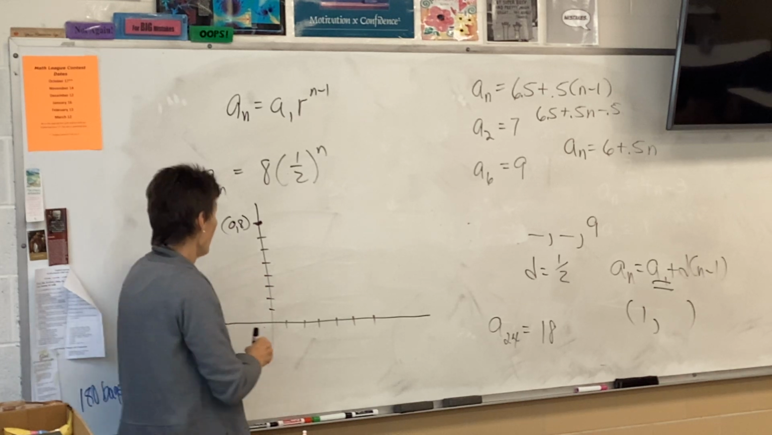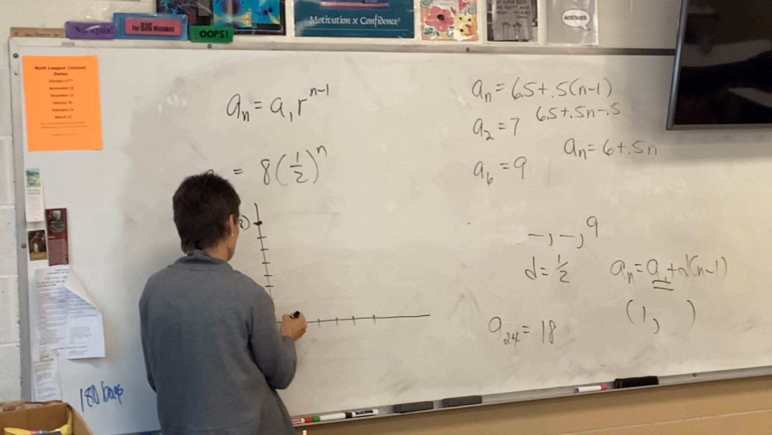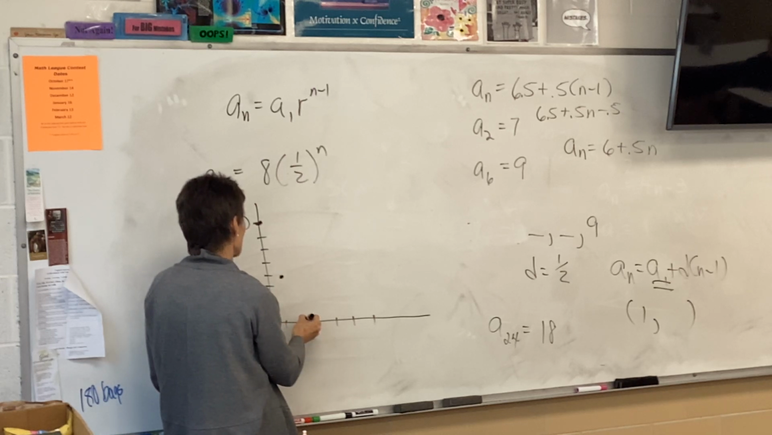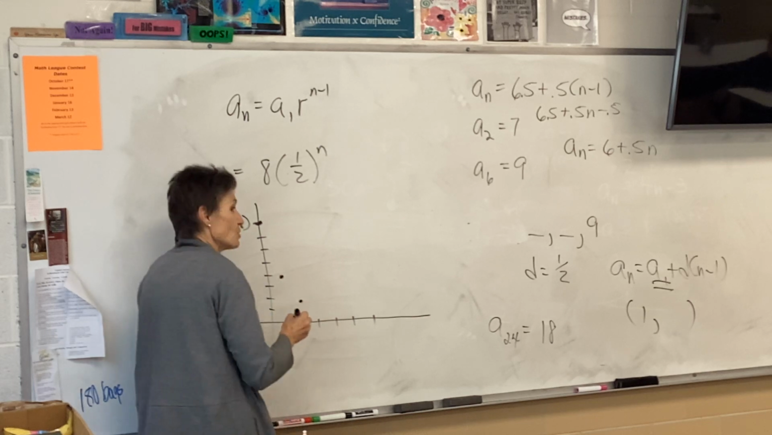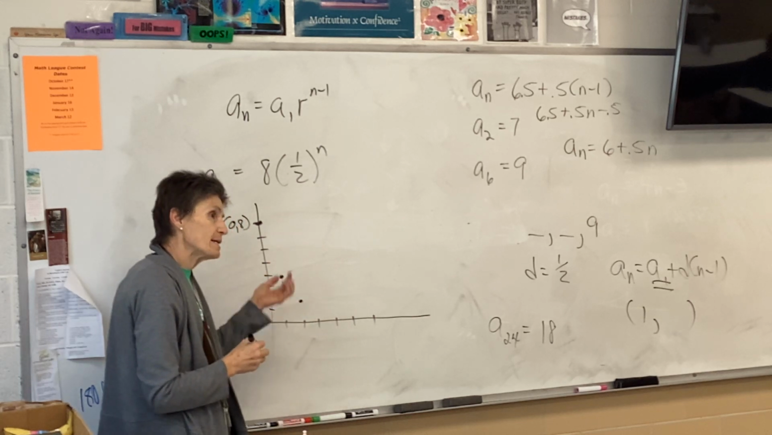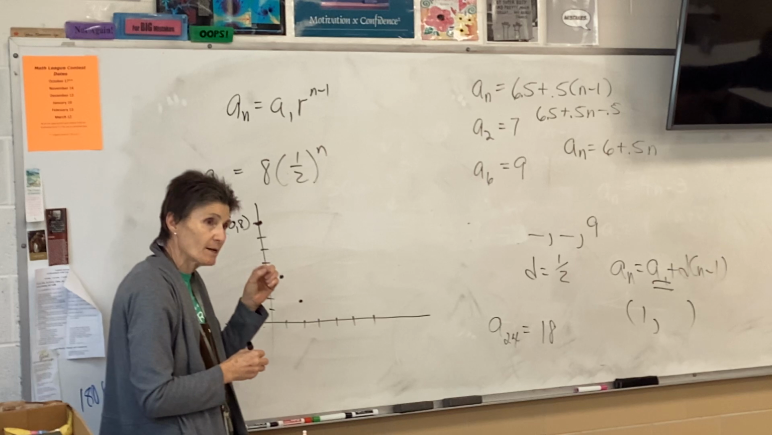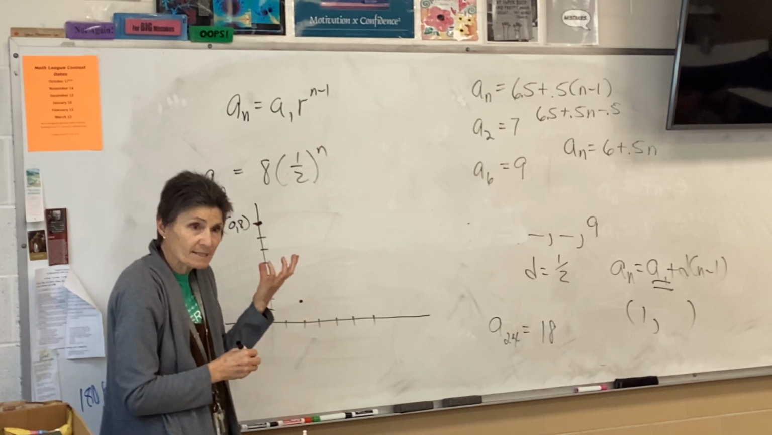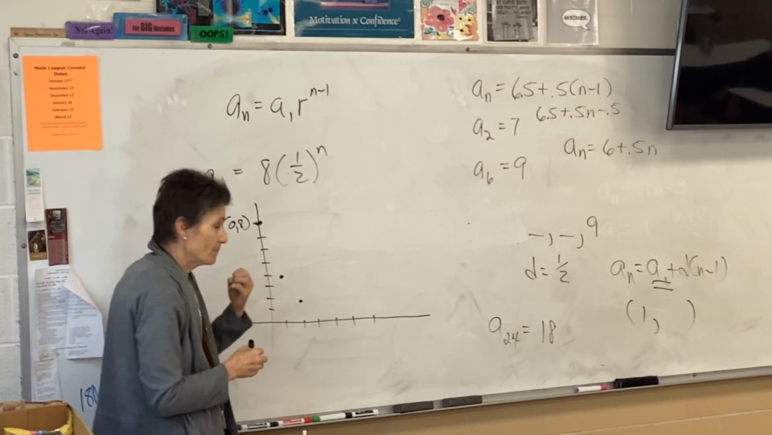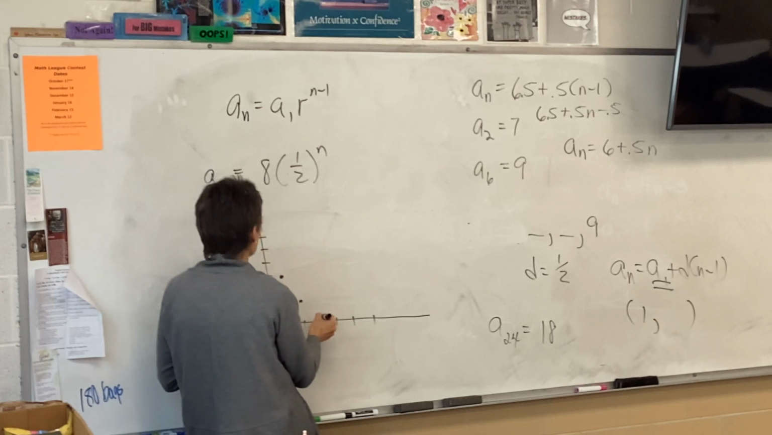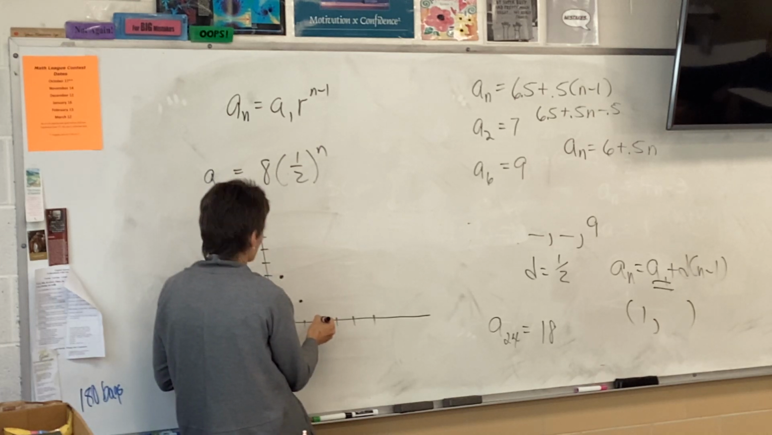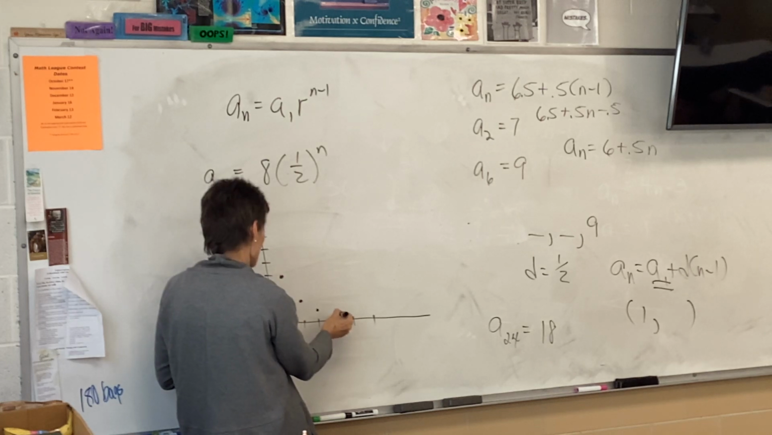All right, let's put in 1. What do I get if I put in 1? 4. If I put in 2. Okay, so just from the points I plotted, even if they didn't tell you it wasn't arithmetic, would you recognize it's not? Yeah. All right, so put in 3 and it's 1. And I put in 4 and it's 1/2.